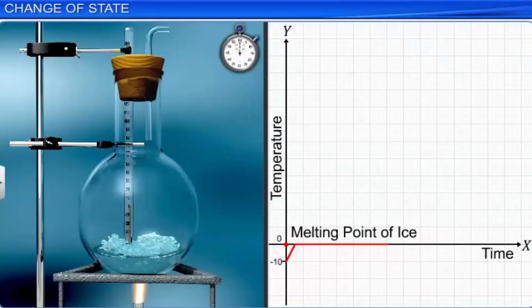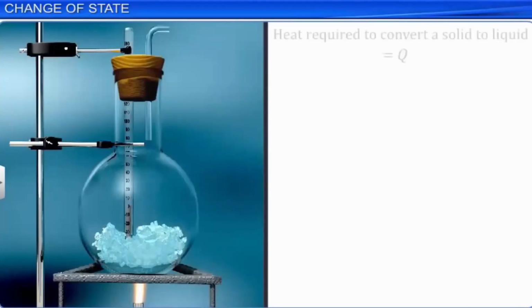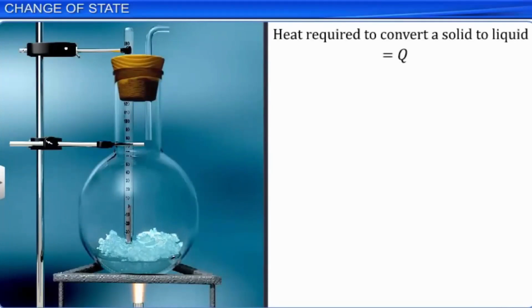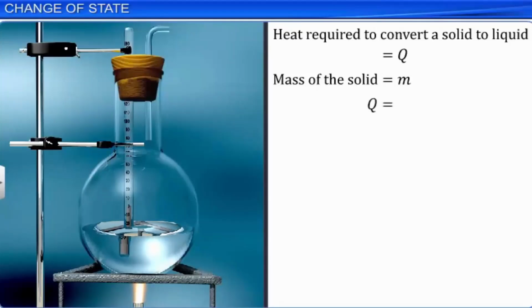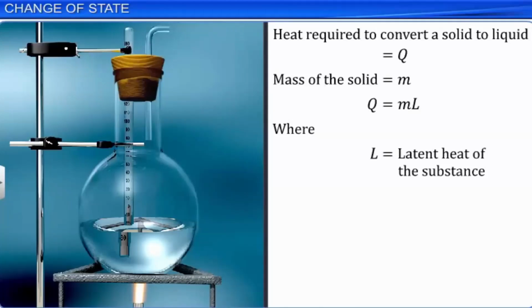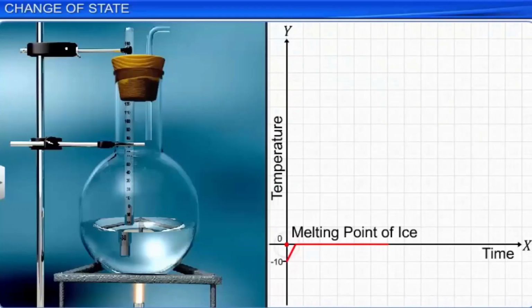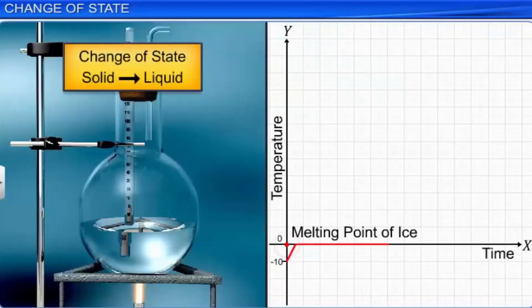If Q is the heat required to convert a substance of mass m completely from one state to another at a constant temperature, then Q is equal to the product of m and L, where L is the latent heat of the substance for that particular change of state. The latent heat in the case of solid to liquid transition is called latent heat of fusion, denoted by LF.